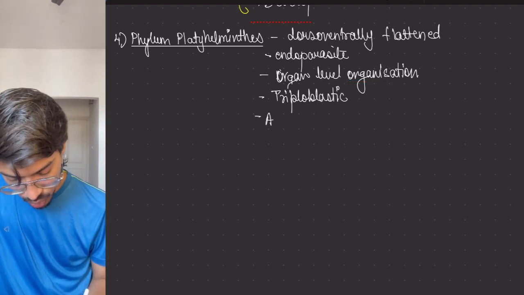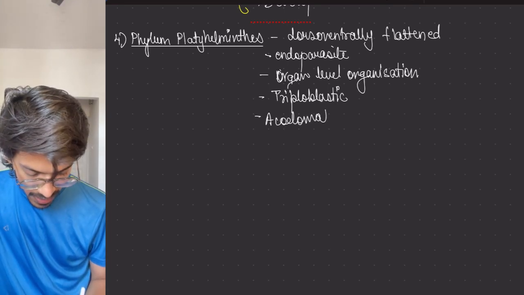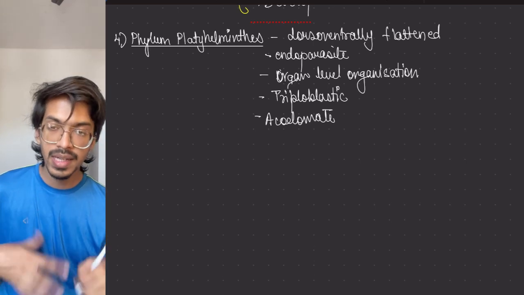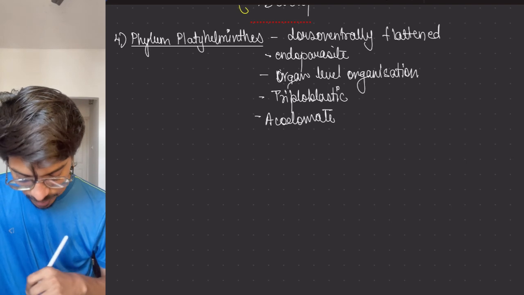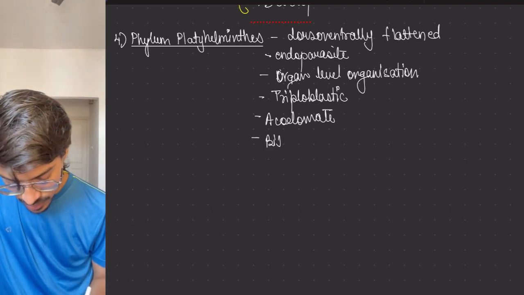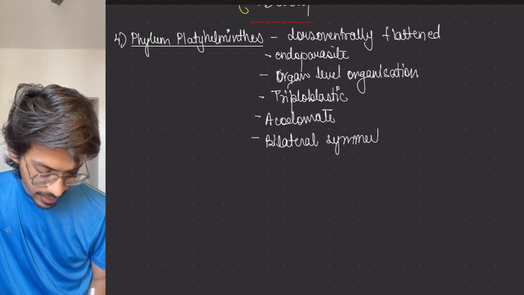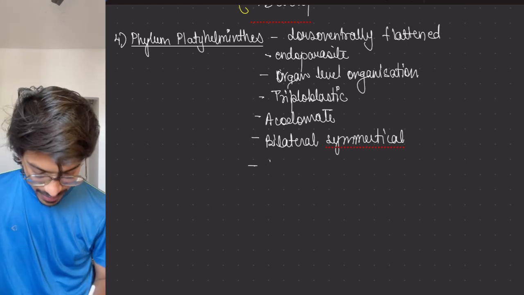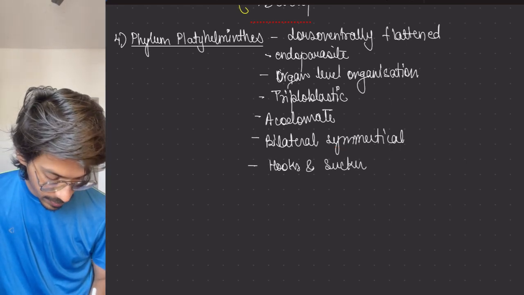but they are acoelomate. That you have to remember. All the three layers are present: mesoderm, ectoderm, and endoderm, but the cavity is not present. So that is acoelomate. The next thing to remember is that they are bilaterally symmetrical. Then the ones which are endoparasites have hooks and suckers present on their mouth area.